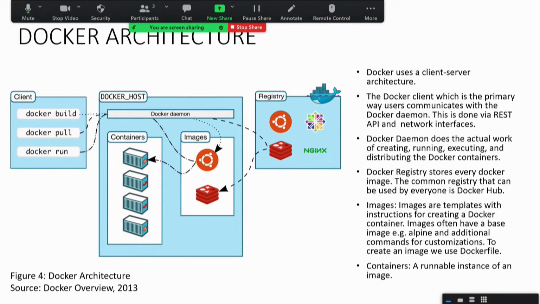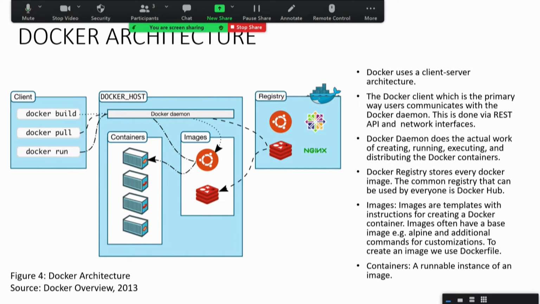So here I tried to give an architecture of Docker. Docker uses a client and server architecture. Client means you have a host or user somewhere, and the server is in a centralized location. Everyone can easily connect to the server. The Docker client is the primary way users communicate with the Docker daemon, and this is done via REST API.